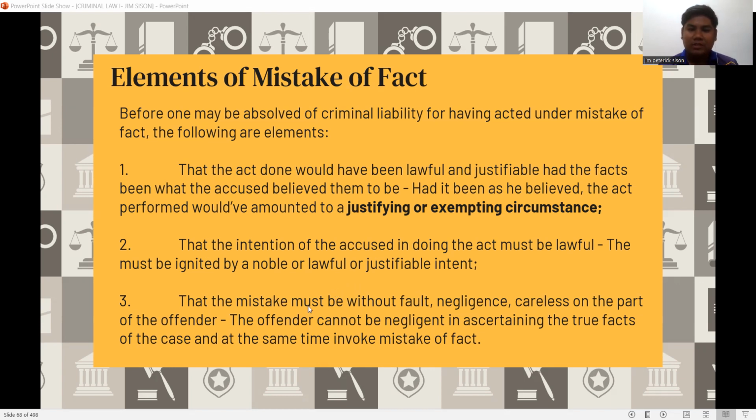Third, the mistake of fact must be without fault, negligence, or carelessness on the part of the offender. Take note that the offender cannot be negligent in ascertaining the true facts of the case and at the same time invoke mistake of fact. One good example is the case of US versus Achong.